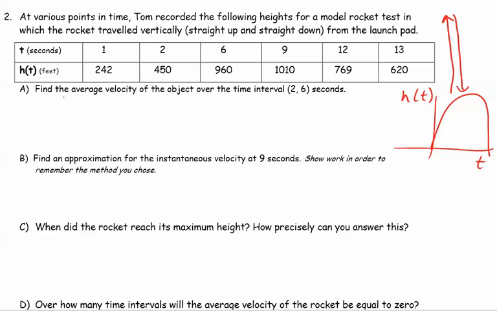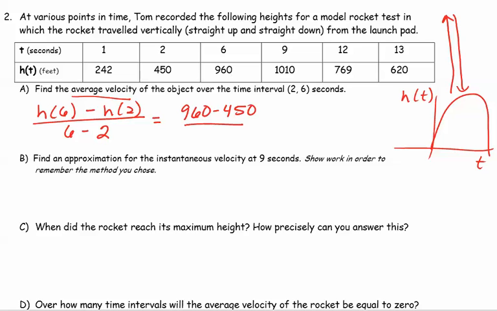So here our first question says, using the data we have available, how could we find the average velocity over the interval from 2 to 6 seconds? Well, that's easy enough because we've got the data we need. So the height at 6 seconds minus the height at 2 seconds gives us our elapsed distance, and 6 minus 2 gives us time. So the elapsed distance divided by the elapsed time gives us an average velocity. So let's plug in our values here.